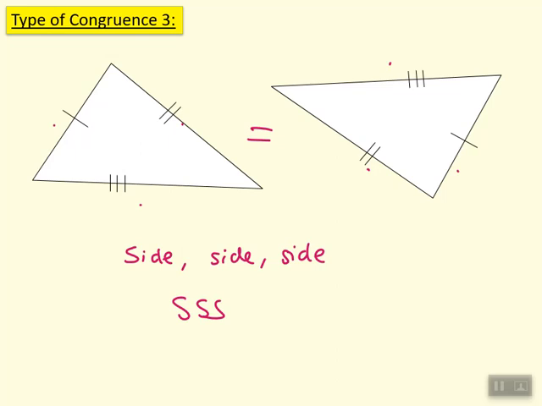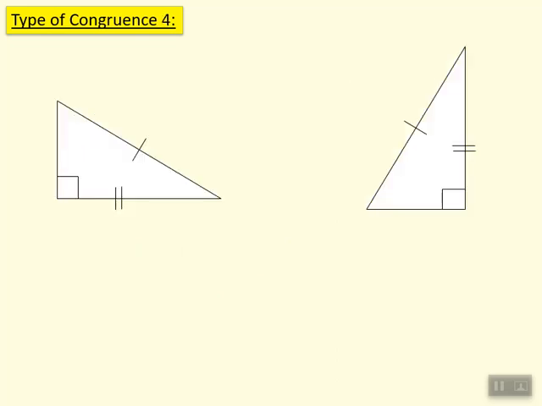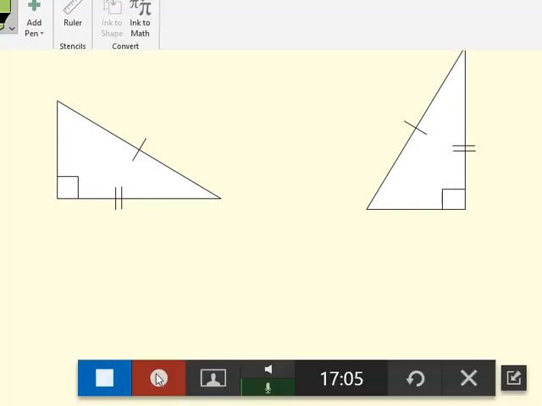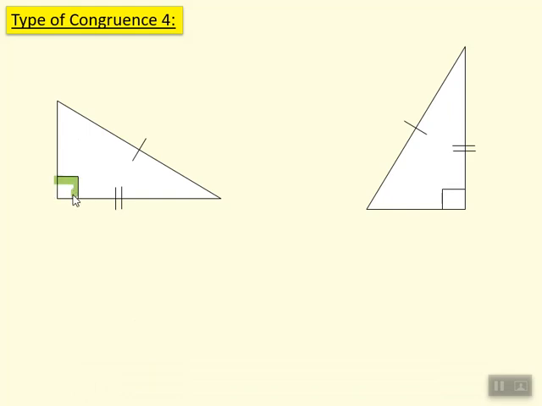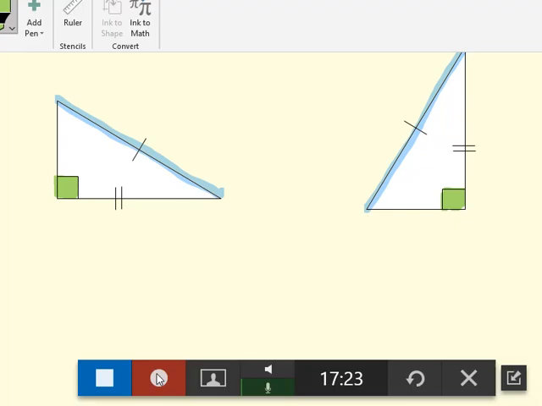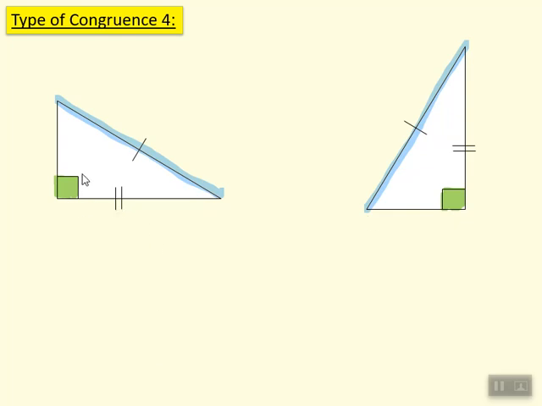Okay, and the last rule. This one's the easiest one of all. So if you have two right-angled triangles, you have the following scenario. First of all, they're both right-angled triangles. So here's your right angle. And then the hypotenuse, remember the hypotenuse is the longest side. They both have the same hypotenuse. And then they've got one of the shorter sides the same. So for example, this second side here matches this side here.